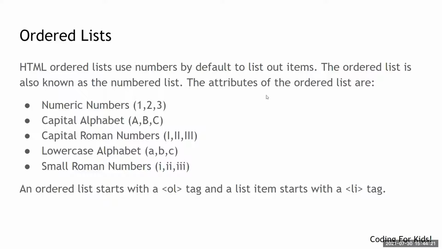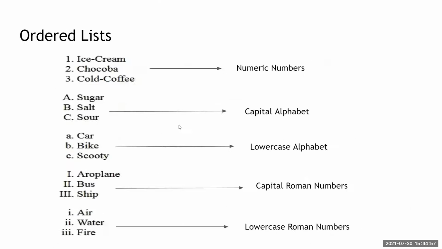The attributes of the ordered list are just different ways you can present it, and in the next slide you'll get more of what I'm trying to say. So these are the different ways you can number it. Of course, you can use numbers. Also, you can use capital alphabet, capital Roman numbers, lowercase alphabet, and small Roman numbers. An ordered list starts with an OL tag, and a list item starts with the LI tag. Don't worry about this for now, because we're going to be looking more at that when we're actually coding. So this is an ordered list, and these are the different attributes.